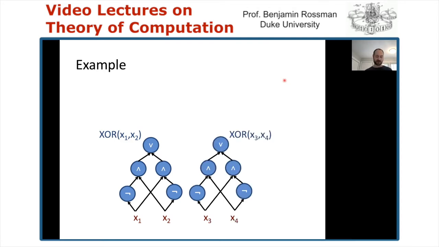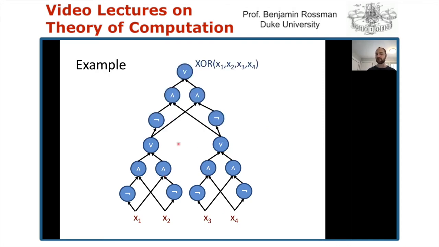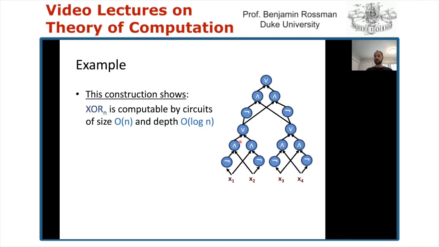Let's say we wanted to build the 4-bit parity function. Well, then we could make a separate copy of this circuit over x3 and x4, and then another copy on top, taking these two XORs as inputs. And in this way, we get a circuit computing the 4-bit parity function. We can generalize this construction to any n, and we get circuits computing parity of size order n, and depth order log n if you build these circuits up in a balanced way.